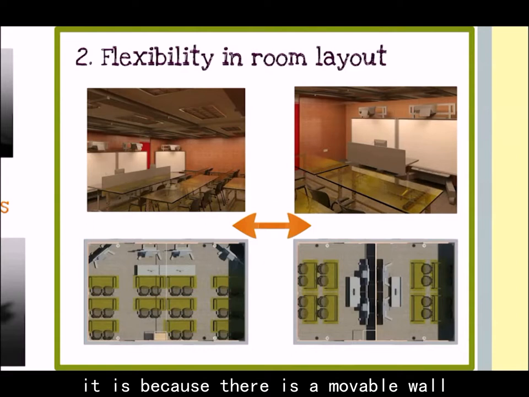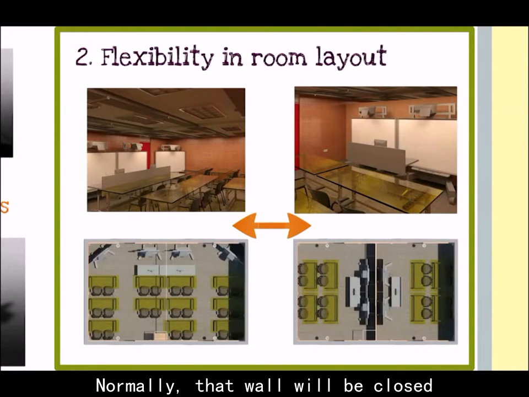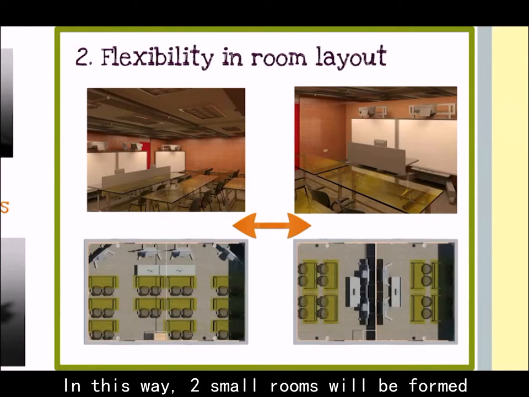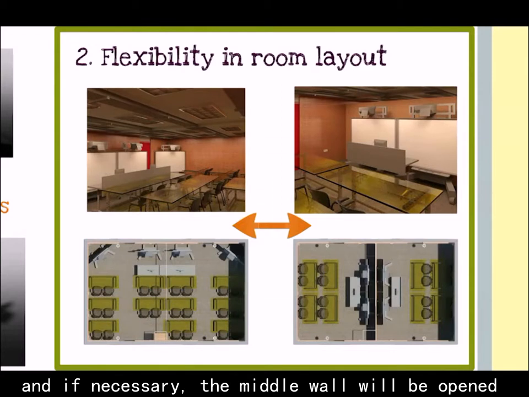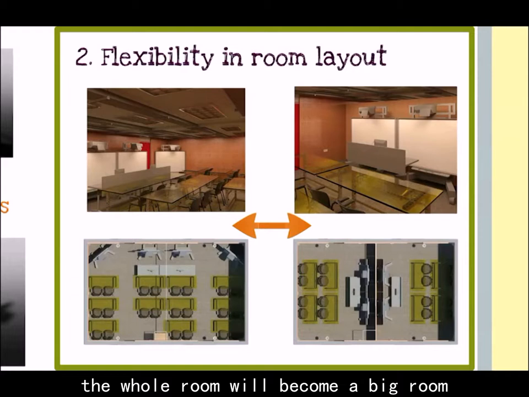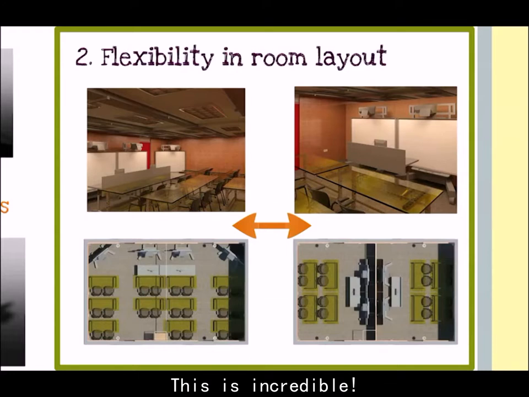Secondly, the room layout is flexible. It is because there is the movable wall. Normally, that wall will be closed. In this way, two small rooms will be formed. And if necessary, the middle wall would be open and the whole room would become a big room. This is incredible. It is because it is very flexible.